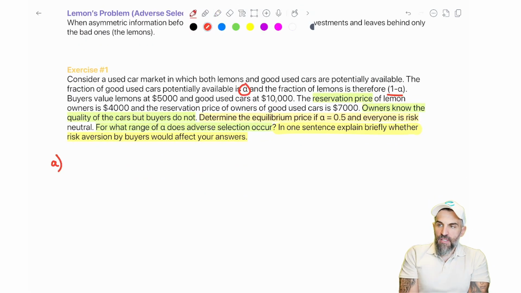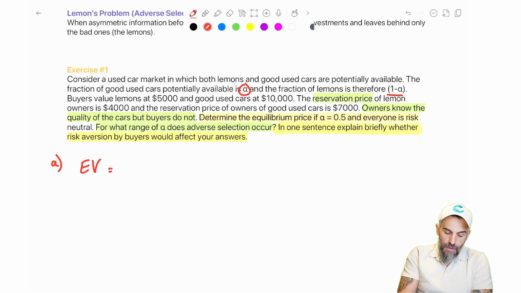Determine the equilibrium price if A is 0.5. So if A is 0.5, that's a probability, and everybody is risk neutral. That means that we don't need any risk premiums or anything like that. All you have to do is calculate an expected value. So remember the way it works. The expected value is just the probability multiplied by the outcome, right? So A is the probability of a good car.